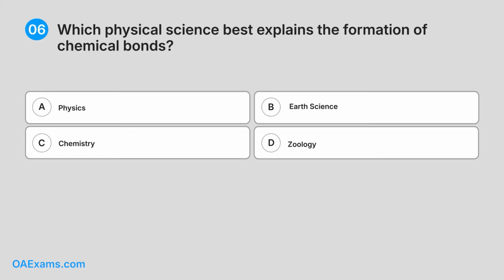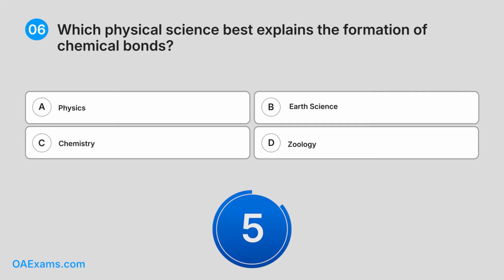6. Which physical science best explains the formation of chemical bonds? A. Physics. B. Earth science. C. Chemistry. D. Zoology. Do you know the answer?